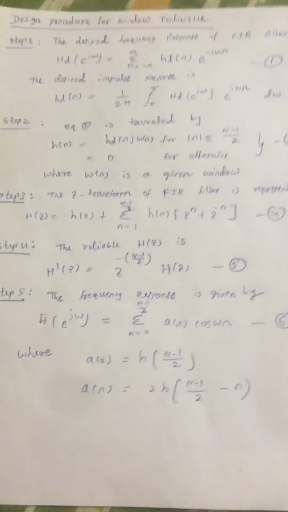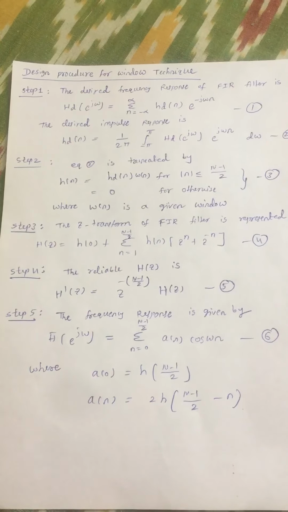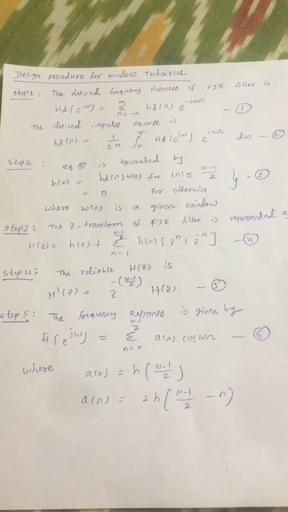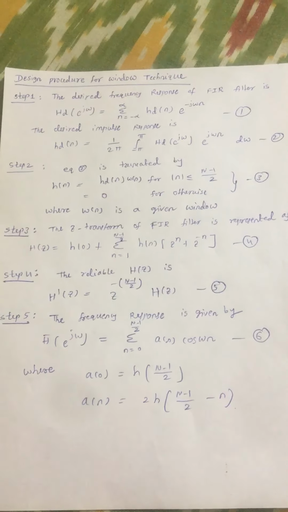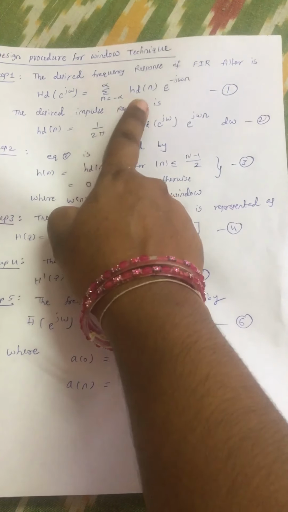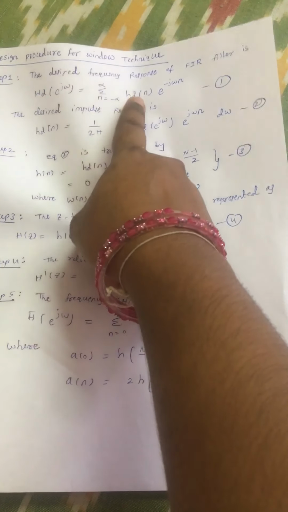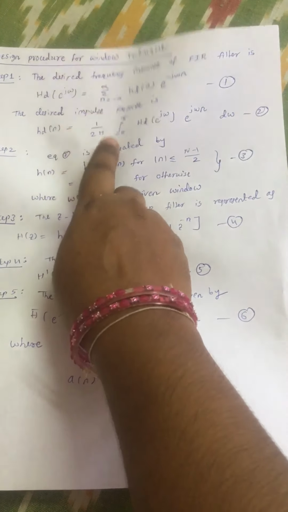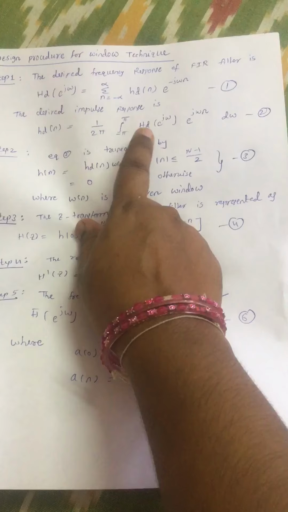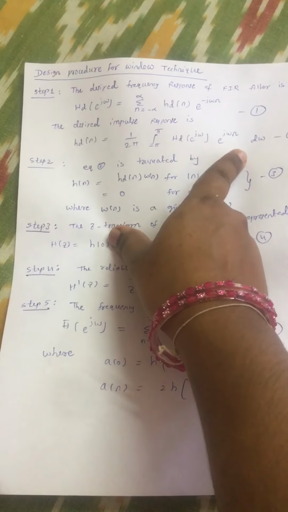Next we will go for the design procedure of the window technique. It consists of 5 steps. Step 1, the desired frequency response of the FIR filter is the same as in the Fourier series method: HD(e^jω) = summation of hD(n) e^(-jωn). The impulse response from this equation is hD(n) = 1/2π times the integral from -π to π of HD(e^jω) e^(jωn) dω. That is your step 1.